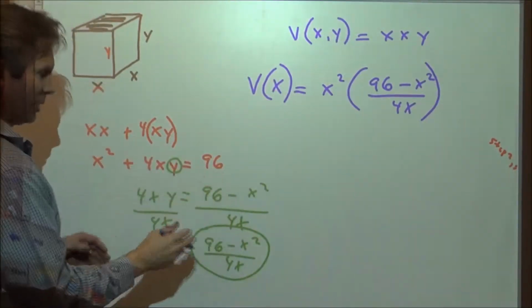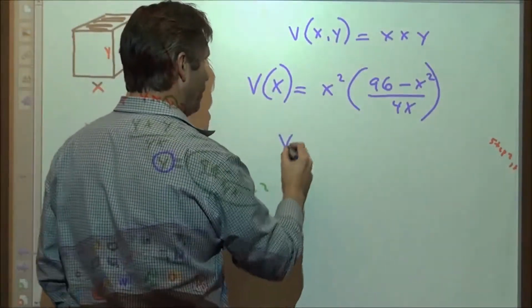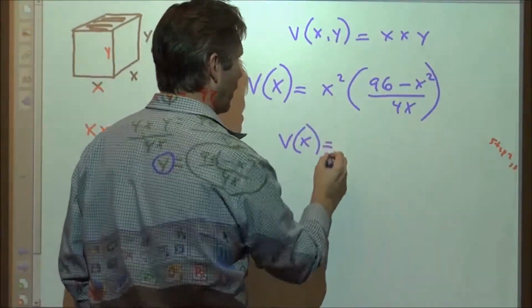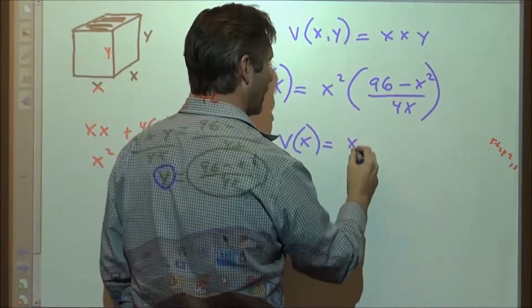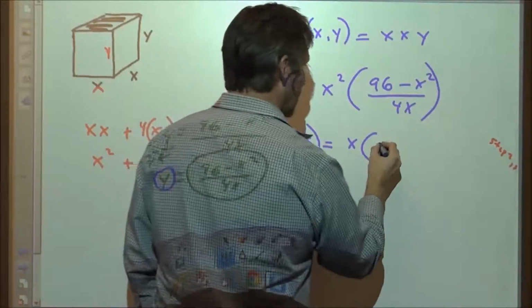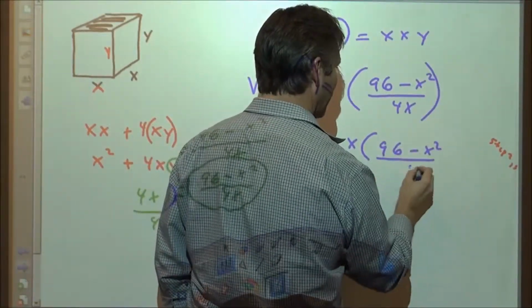Now let's clean it up a little bit. We only have X's in there, but let's clean this up. We can cancel one of these x's with one of those. So we're going to have x times 96 minus x squared all divided by 4.